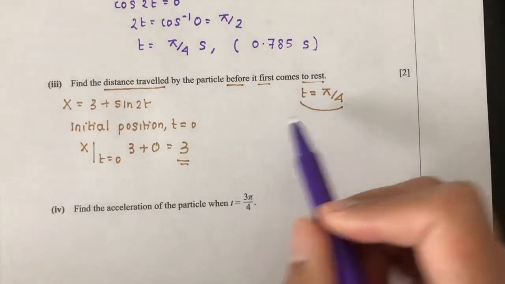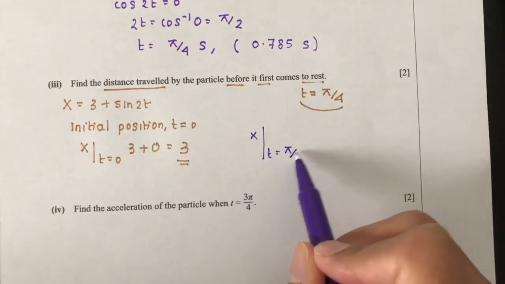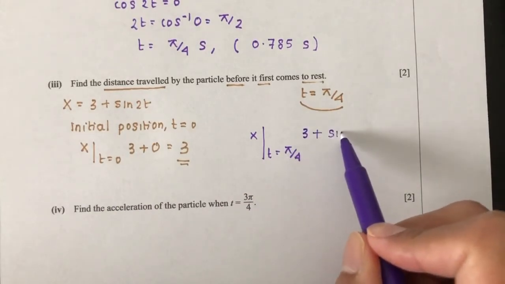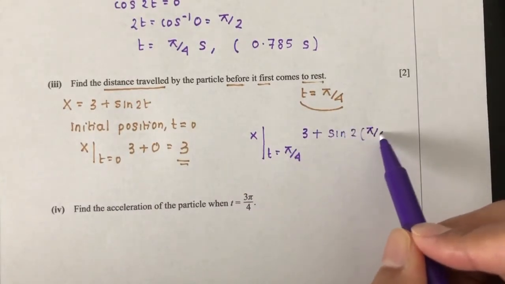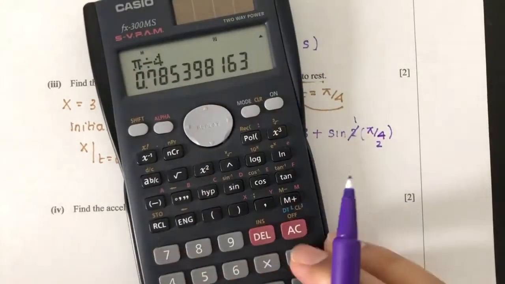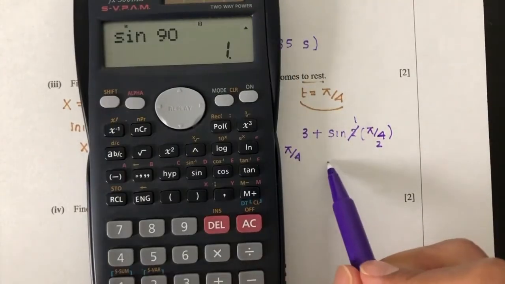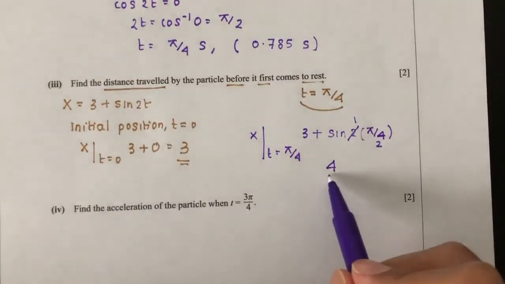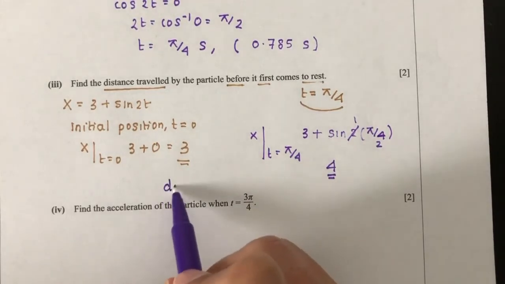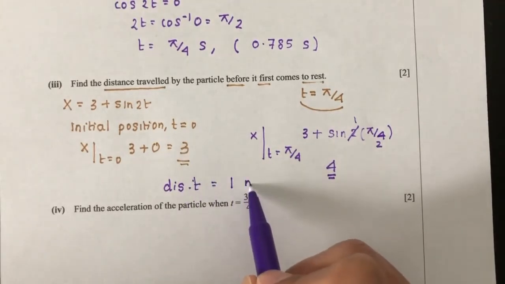And now we have to find the position when time is equal to pi by 4. So x when time is pi by 4 will be, replacing in this equation, 3 plus sine of 2 times t. That is 3 plus sine of pi by 2. So what is sine of 90 degrees? That'll be 1. So 3 plus 1 is 4. So this is your final position, and that is your initial position. So the distance traveled will be 4 minus 3. That will be 1 meter.